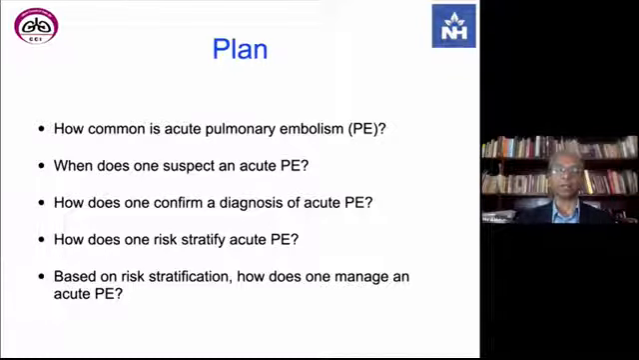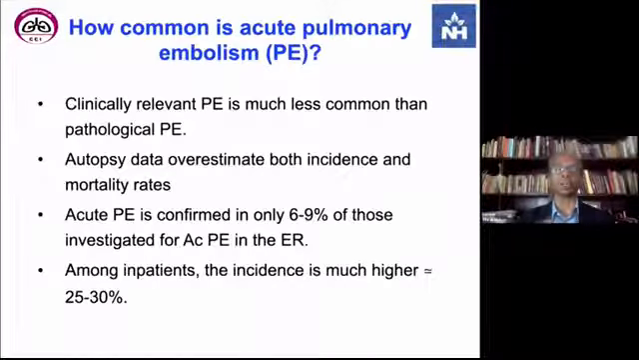Because based on risk stratification, you have to manage an acute PE, and the whole management plan changes with each risk stratum. So how common is this condition? Well, a clinically relevant PE is much less common than a pathological PE as discovered by autopsies, which overestimate incidence and mortality rates due to PE.